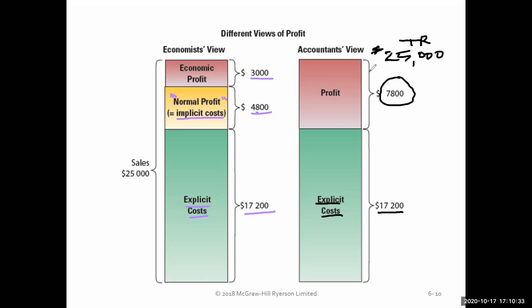So on the right side, the accountant's view says, hey, you're making $7,800 cash profit on this new venture. And the economists say, yep, for sure. But let's take a look at what you gave up and the opportunity cost. You gave up $4,800 to do this. So we're saying you make $3,000 economic profit.